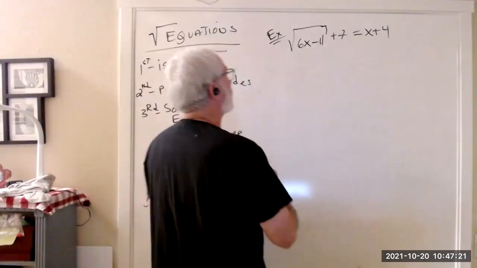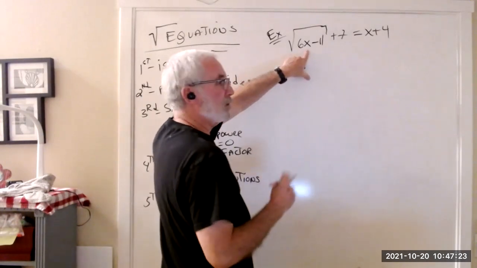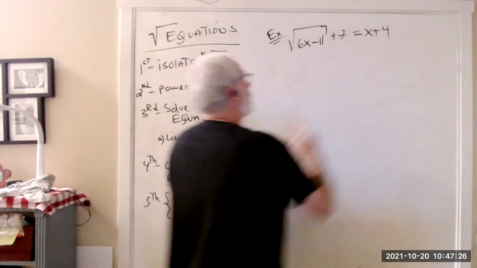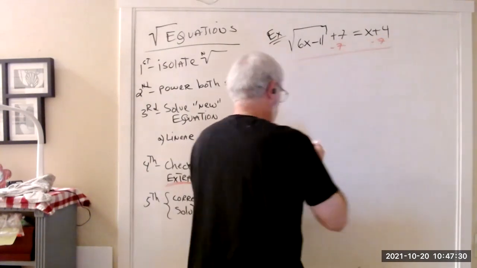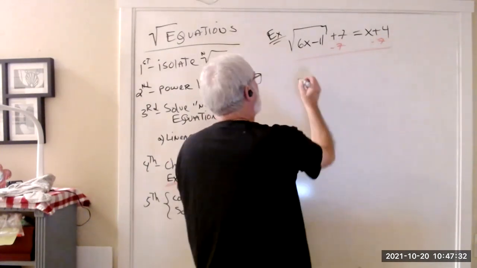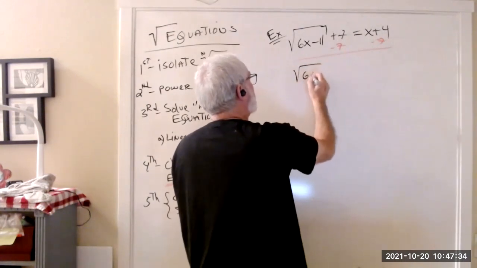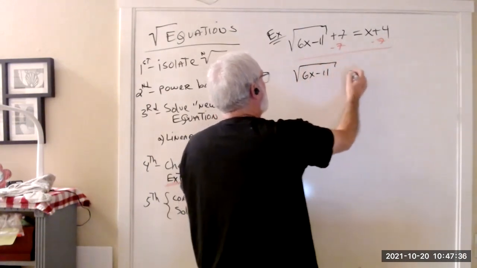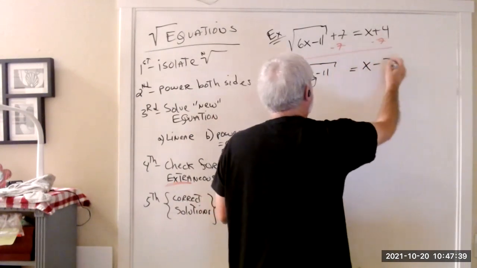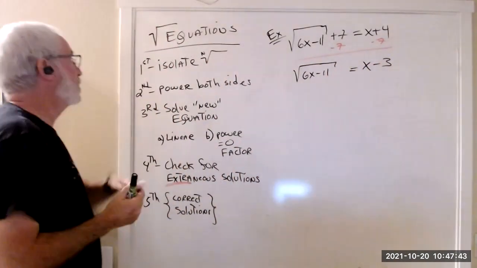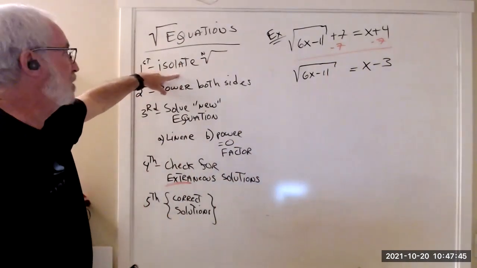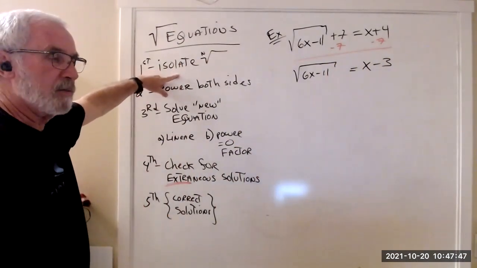So the first thing we want to do is get this radical alone, isolated. So we're going to take 7 away from both sides. That's going to give me the square root of 6x minus 11 equals x minus 3. Okay, so step 1, isolate the radical, whatever it was.